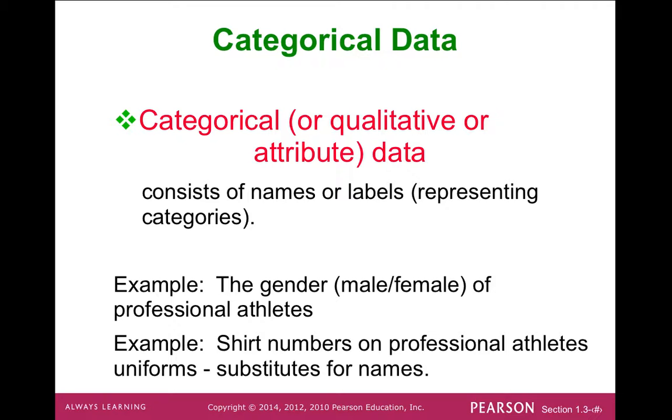The next type of data is what's known as categorical data. It's also known as qualitative or attribute data, and it consists of names or labels representing different categories. Some examples of categorical data are the gender, male or female, of professional athletes, and another example is shirt numbers on professional athletes' uniforms. Those numbers, although in football they also indicate position, are usually substitutes for names, and so we call them categorical, or again, attribute data.